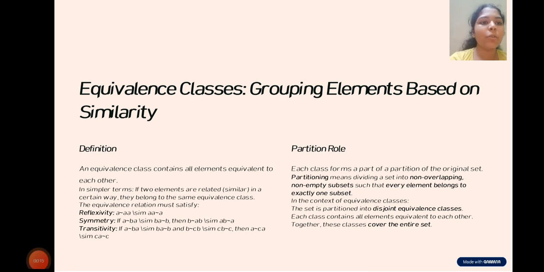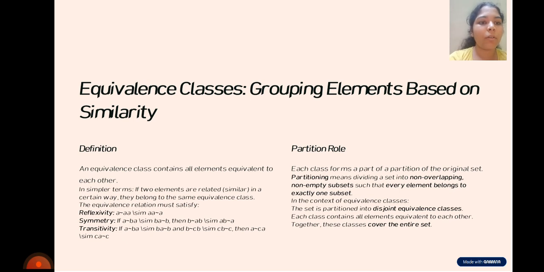Equivalence classes group elements based on similarity. An equivalence class contains all elements equivalent to each other. In simple terms, if two elements are related in a certain way, they belong to the same equivalence class. The equivalence relation must satisfy: A is similar to A, and it must be symmetric and transitive.